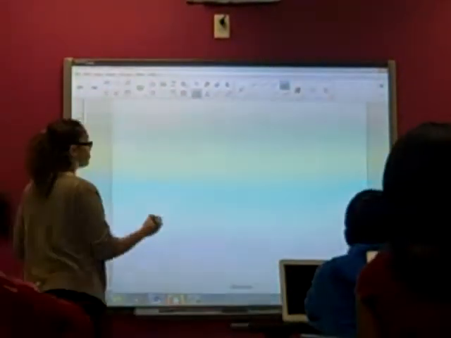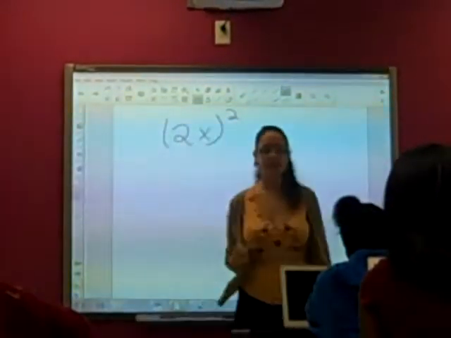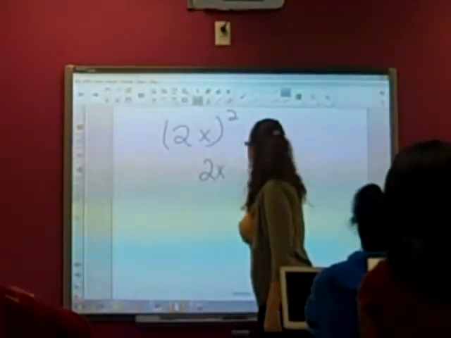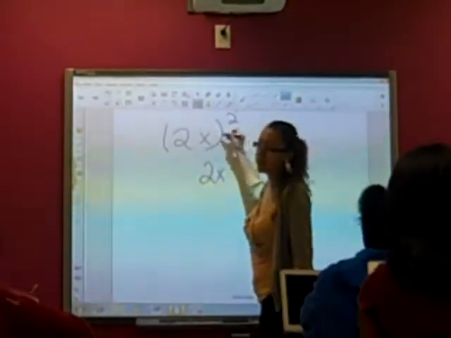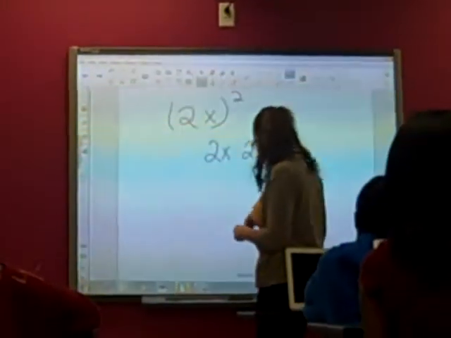If I had 2x, with an exponent of 2 like this, what would this mean? It means 2x times 2x. Why? Because this exponent here is referring to everything that's inside the parentheses. Okay, so that's really the only difference.